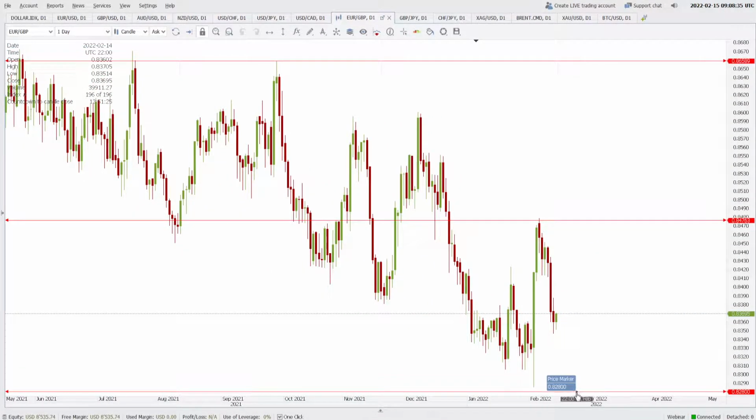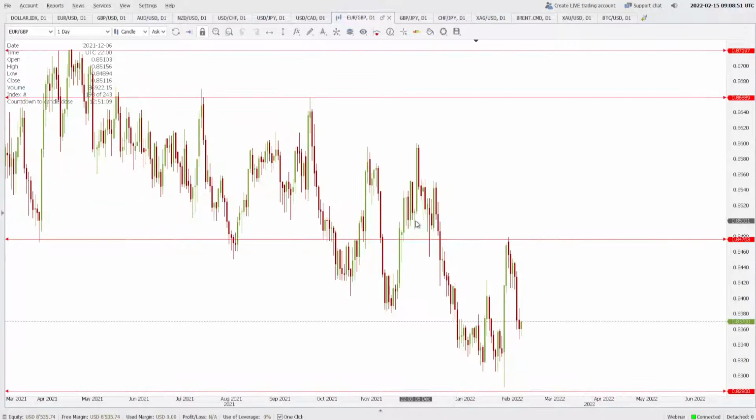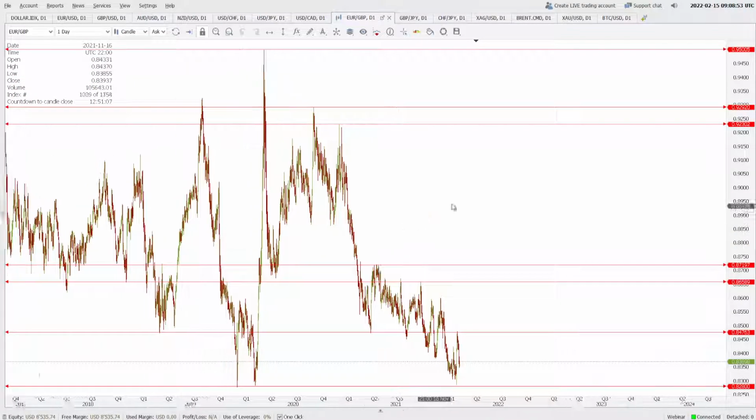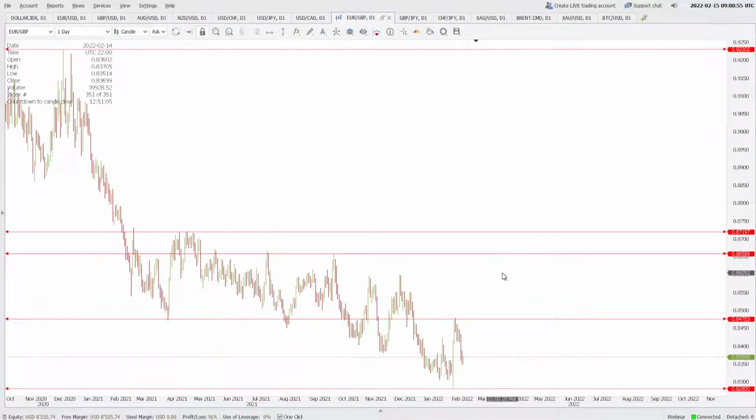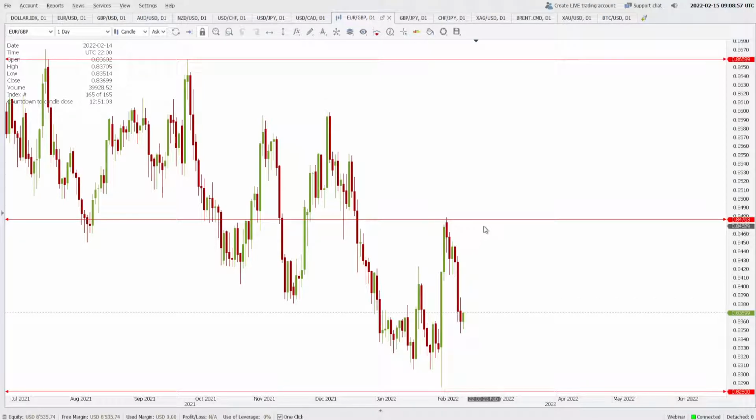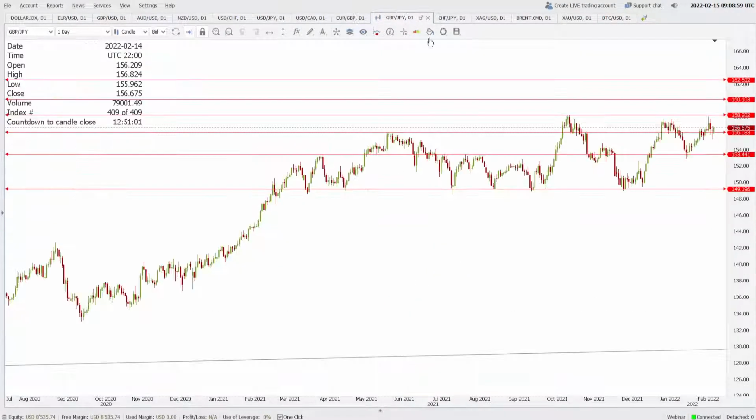So right now 0.8280 is the cheapest price possible in the euro against the pound if you want to buy. And if nobody buys here and the price drops below 0.8280 and closes below it, then it will be a long-term breakdown for the Euro GBP. On the high side, we have a resistance at around 0.8476 in this market.